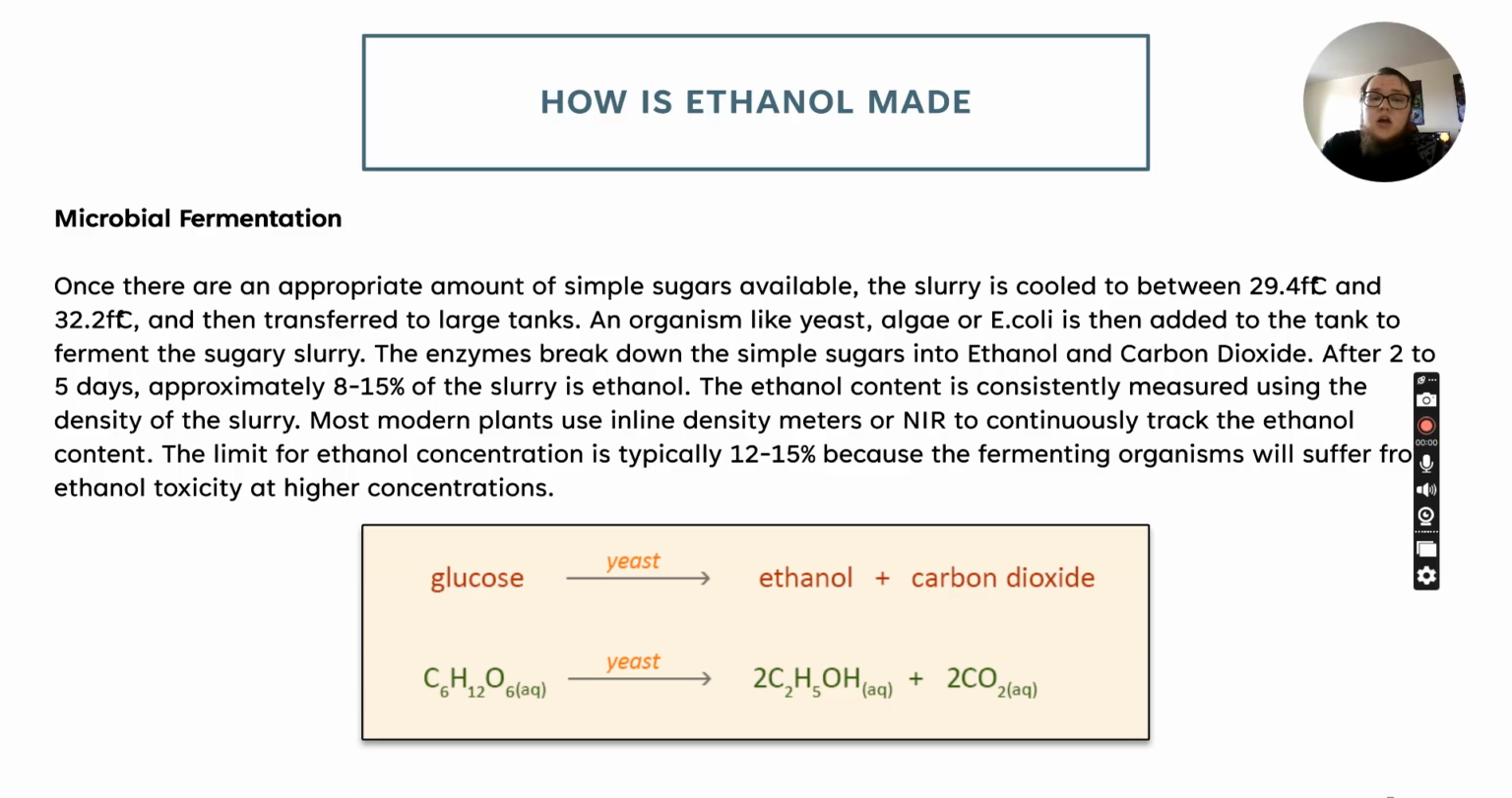How is ethanol made? Once the amount of simple sugars is right, the slurry is cooled to 32 to 39 degrees centigrade, and then is transferred to large tanks. An organism like yeast, algae, or E. coli is then added to the tank to ferment the slurry. Enzymes break down the simple sugars into ethanol and carbon dioxide. The ethanol content is consistently measured using that NIR technology. The limit for ethanol in this phase is 12 to 15% because the fermenting organisms will suffer from ethanol toxicity at higher concentrations. Here, glucose is catalyzed by yeast to make ethanol and carbon dioxide.